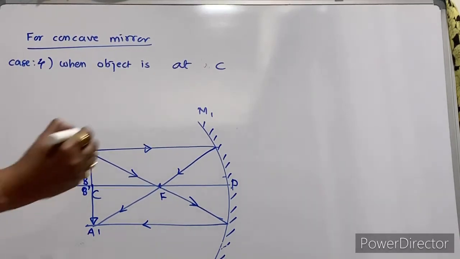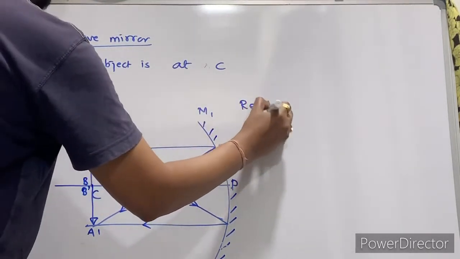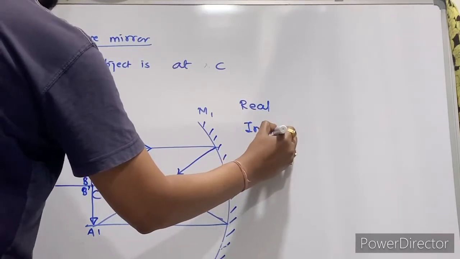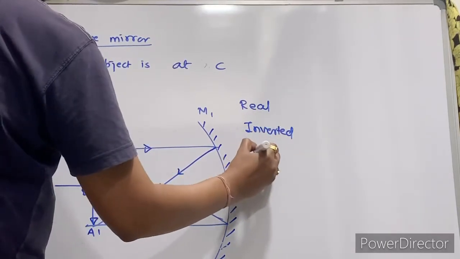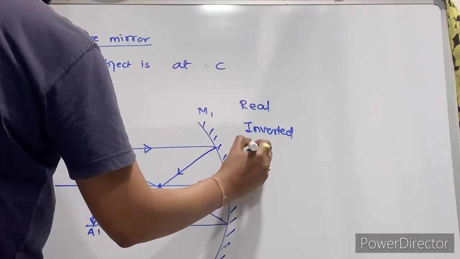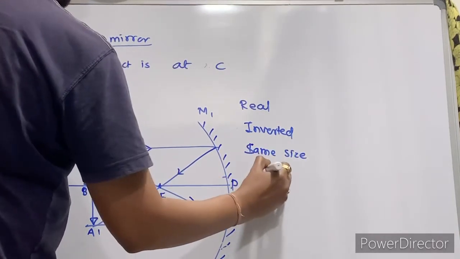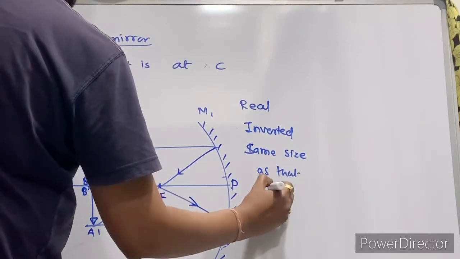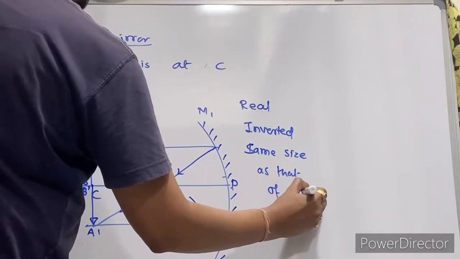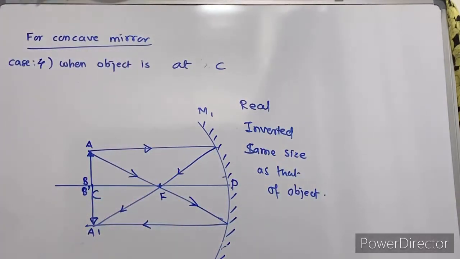What is the characteristic? It is real, it is inverted, and it is the same size as that of the object. So the characteristic will be real, inverted, and same size as that of the object. Right?